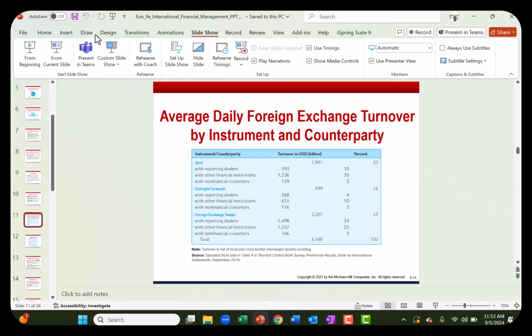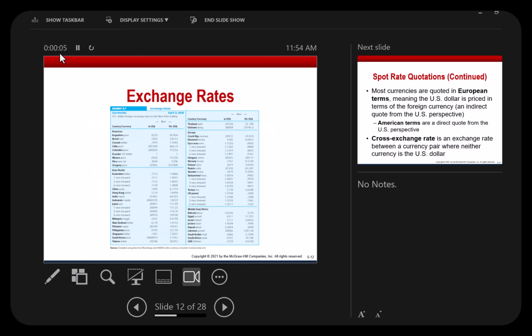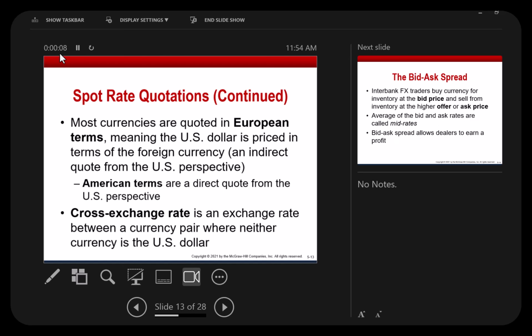So let's continue with this. Oh, page 10. Different exchange rates. We already talked about this. Most currencies are quoted in so-called European terms, or the indirect quotation, value of $1 in that currency. The so-called American terms, it's the value, or the direct quotation, value of one foreign currency in US dollars. And these are four currencies: British pounds, Australian and New Zealand dollars, and euro.